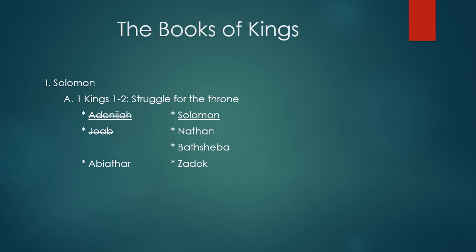Perhaps it's because he doesn't feel comfortable killing a priest, but for whatever reason, instead of killing Abiathar, he exiles him to the village of Anathoth, which is just a few miles north of Jerusalem, far enough to get him out of the way, but close enough to keep an eye on him.